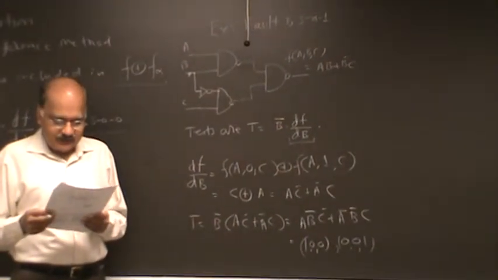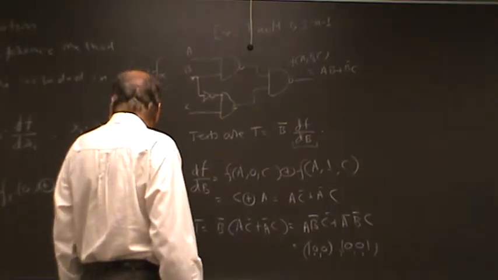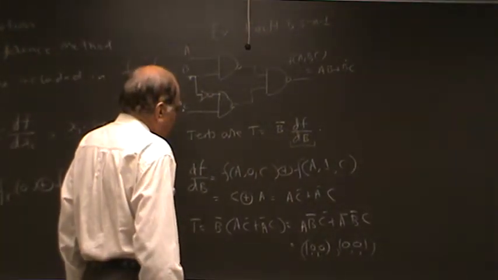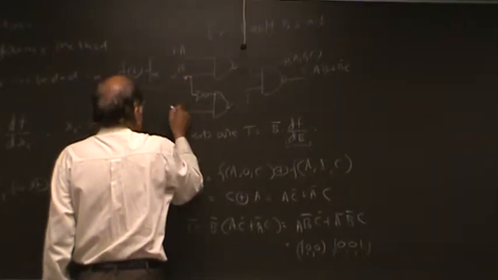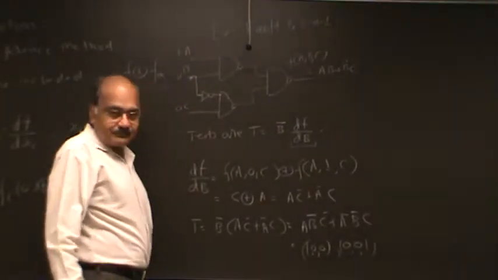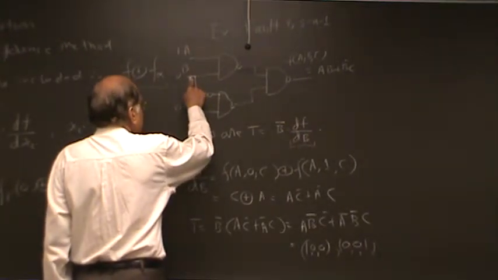So we have 2 tests, and perhaps we could try one of them and see if it will work. How about maybe we try 1 0 0? So we apply 1 0 0. And notice that here this is stuck at 1.